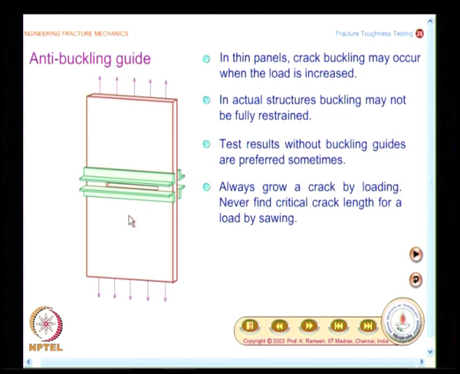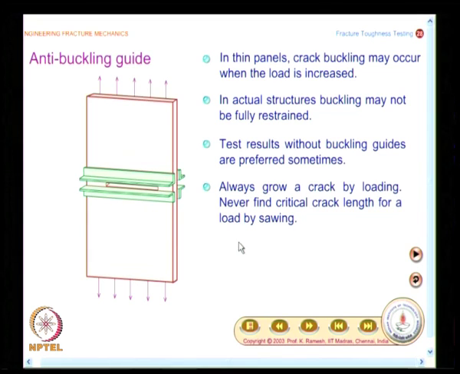So, one recommendation is to perform the test with anti-buckling guides. The other recommendation is, in an actual structure, when you are having thin panels, you may not always have a provision to prevent buckling there. So, it would be more prudent to have the test done as such, so that the effect of buckling is ingrained in your test results. So, it is a debatable point.